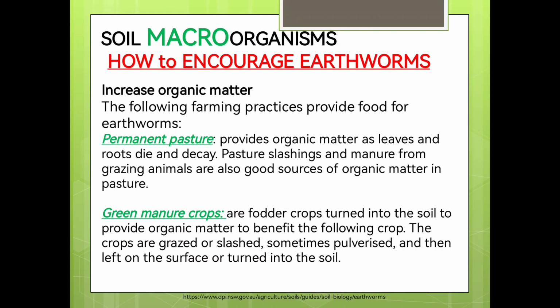Another way is to incorporate green manure crops. These are the fodder crops turned into the soil to provide organic matter to benefit the following crop. So, kinakat daw na ngayon yung mga buhay pa yung green manure, kinakat na natin siya and then we incorporate them to the soil to provide organic matter to the following crop. And the crops are grazed or slashed, sometimes pulverized, and then left on the surface or turned into the soil.